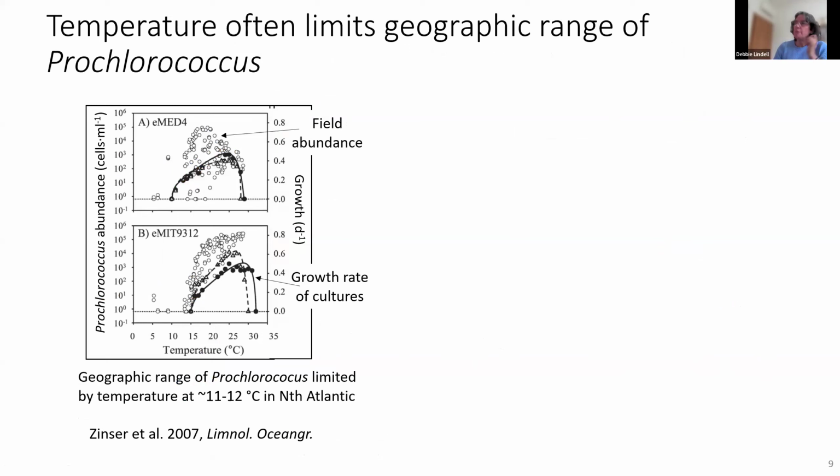Okay, now temperature is known to be an important parameter in limiting cells in general and in Prochlorococcus in particular. This is work by Eric Zinser showing the temperature range of Prochlorococcus and their abundance in the field in these open circles and their growth rate of isolates in the line and closed circles. And we can see that below about 11 or 12 degrees, Prochlorococcus doesn't grow and is rare, if present at all, in water samples.